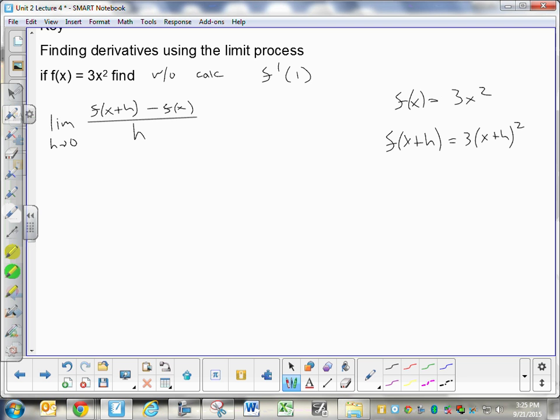Okay, now let's go ahead and substitute. And you're going to be doing this for your homework often, like 8 times. So be ready for it. Let's go ahead and substitute. We get 3 times x plus h squared, minus 3x squared, over h.